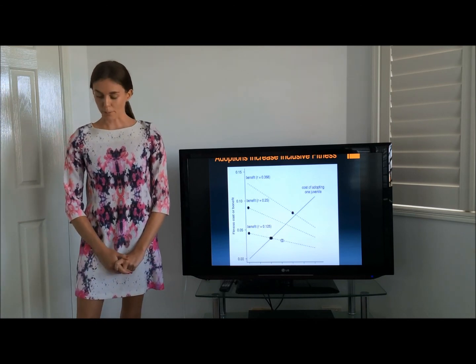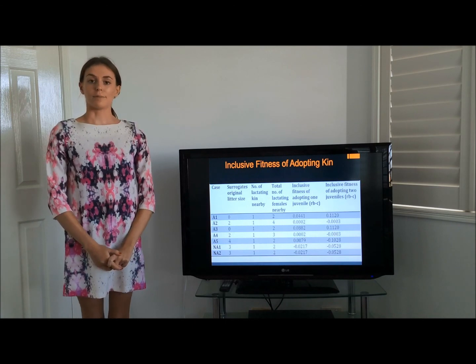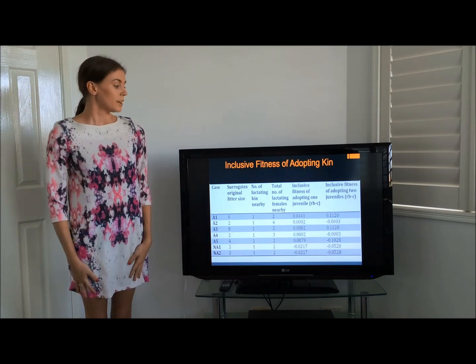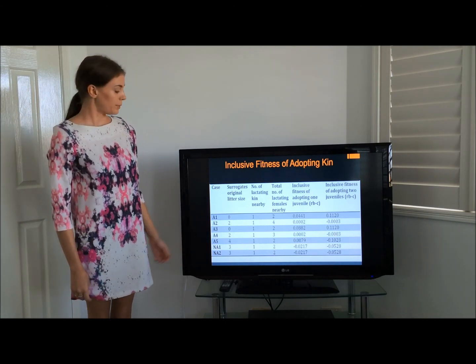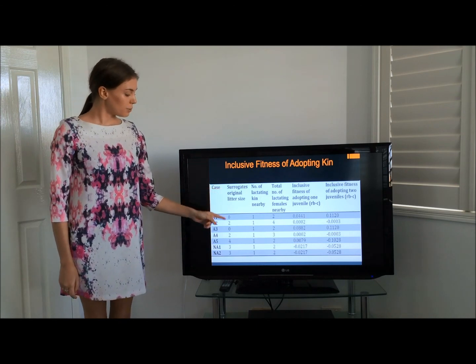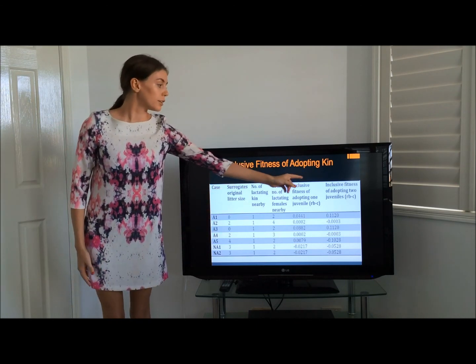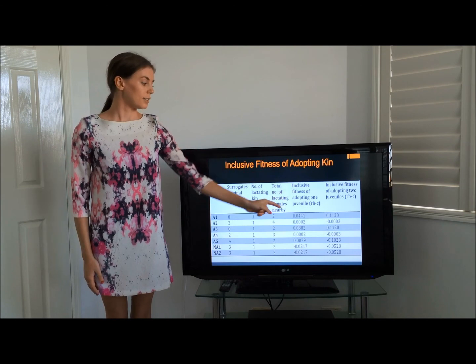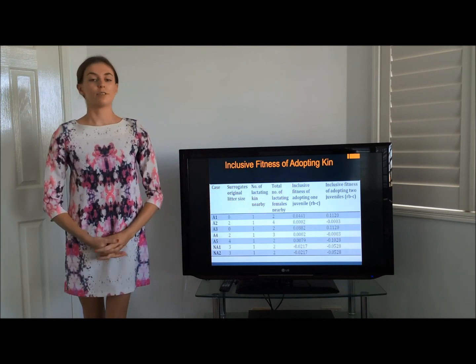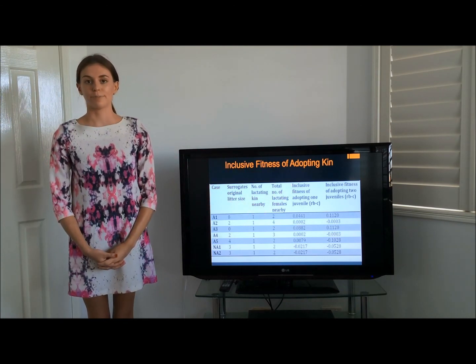Importantly, only 1 pup was ever adopted through the litter, even though the litter was often larger. This can be seen in this table. When the litter size was larger than 1, the inclusive fitness of adopting the juveniles has a negative value, which means it would not have been beneficial to the adopting female.